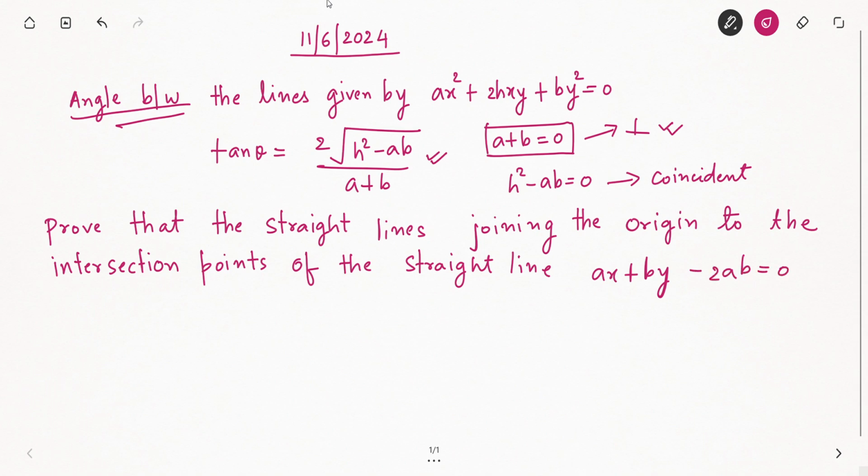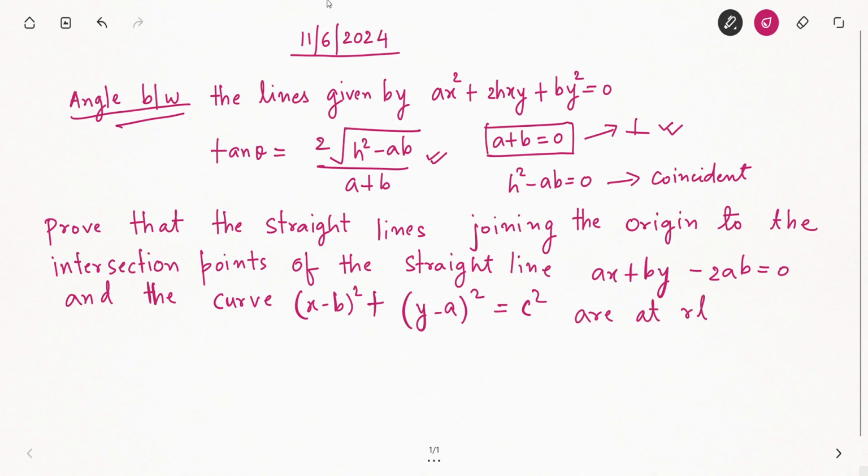You may fast forward it, because I am writing the question and it may be a bit slow. And the curve x minus b whole square plus y minus a whole square is equal to c square are at right angles if a square plus b square is equal to c square.